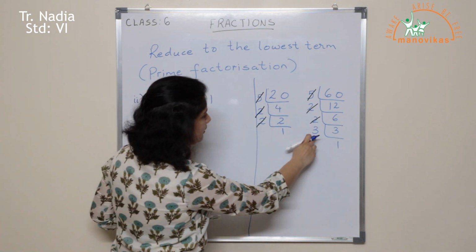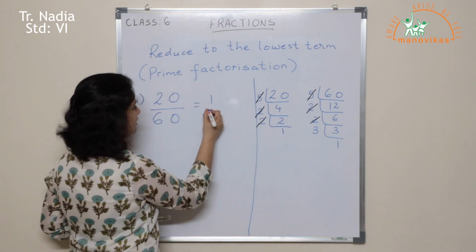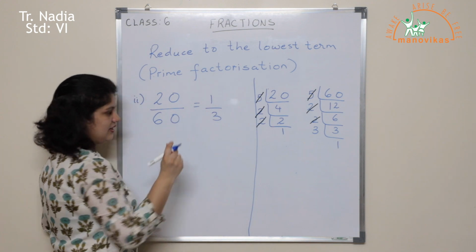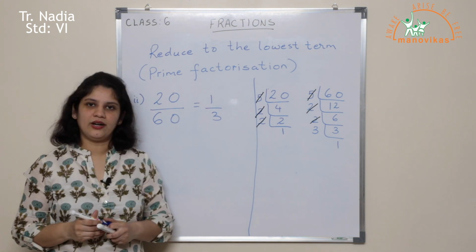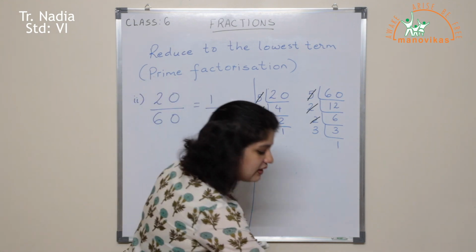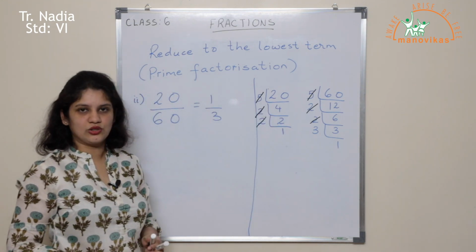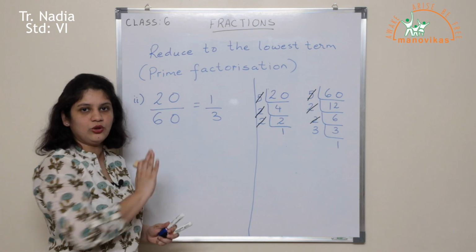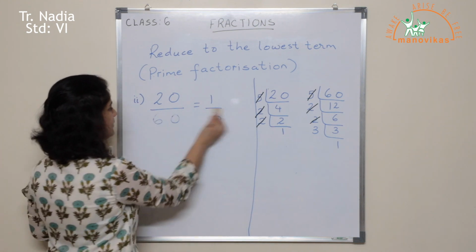And here in the denominator part, I have 3. So in the reduced form, 20 upon 60 is 1 upon 3. Okay, so now the exercise that we are going to solve, we are going to strictly stick to the prime factorization method.